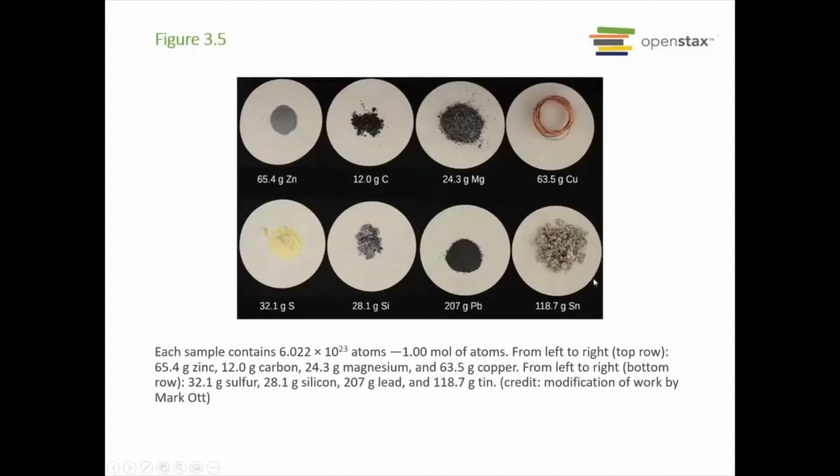So here's an example. Every sample you see here contains 1 mole of atoms, 6.022 times 10 to the 23rd atoms. Okay, so zinc, 1 mole of it weighs 65.4 grams, whereas a mole of carbon is 12 grams, a mole of magnesium is 24.3. So you can see the difference in the masses of these different elements. You know, look down at lead, 1 mole weighs 207 grams. Pretty heavy, right?